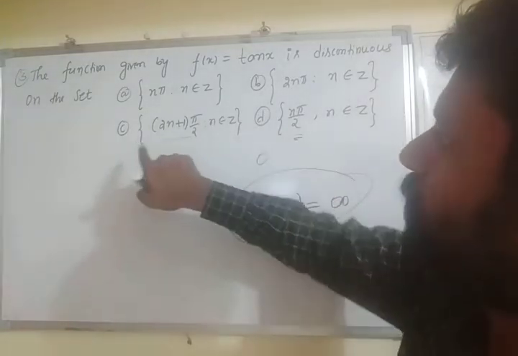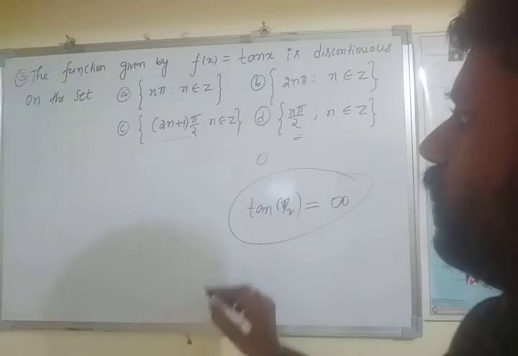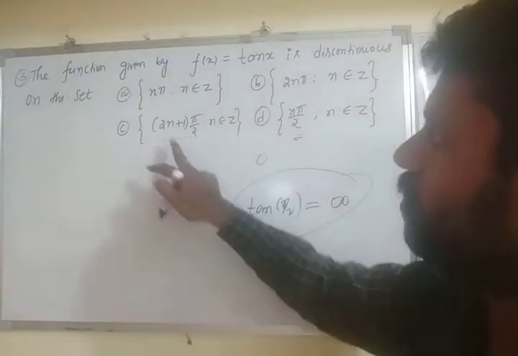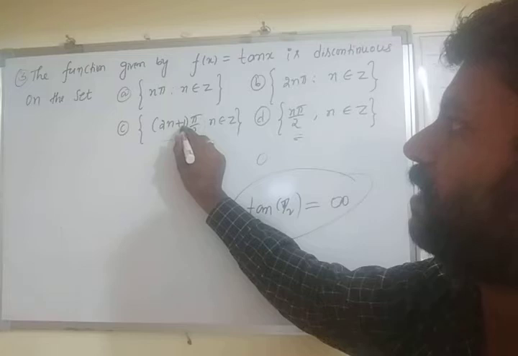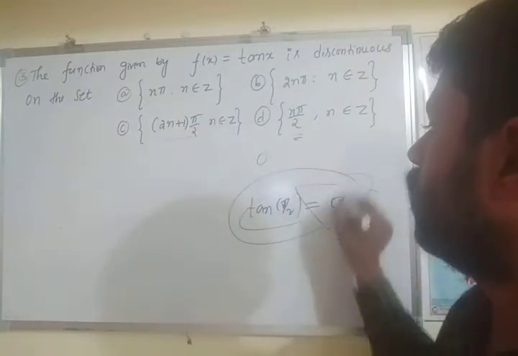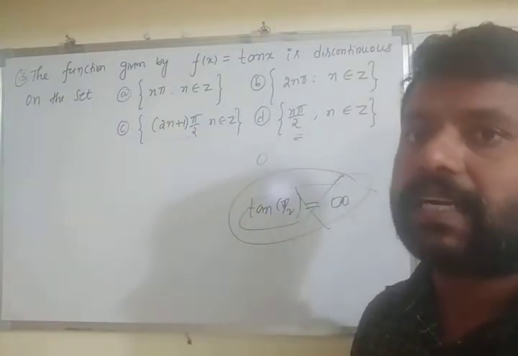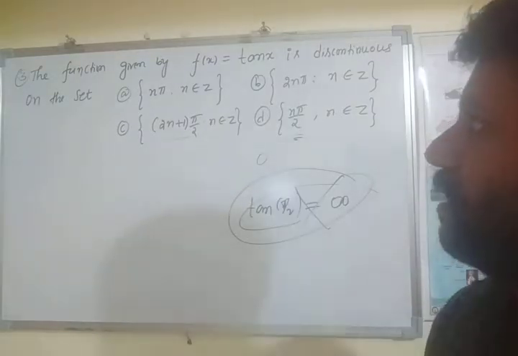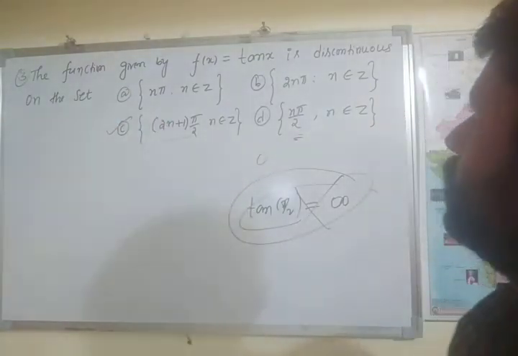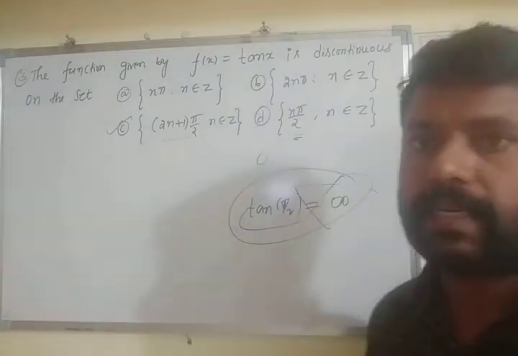But in option C, observe (2n+1)π/2. See, n is 0. In that condition also it is satisfied. n is 0 means 0 plus 1 is 1, 1 into π/2 is π/2. Tan of π/2 is not defined, which means it is discontinuous on this set. That's why option C is correct in this result.